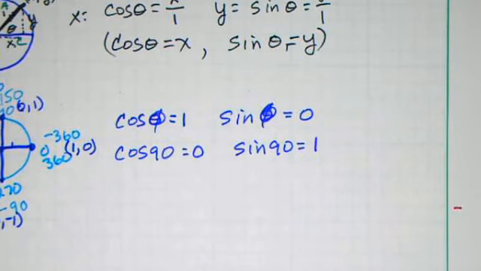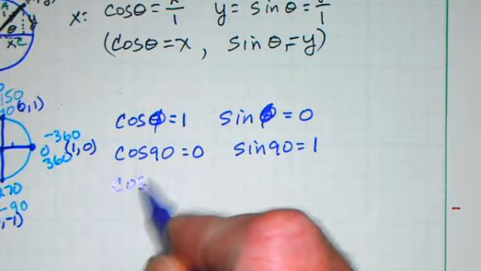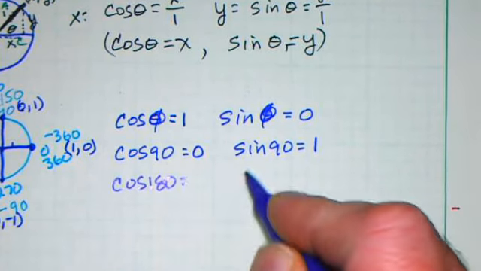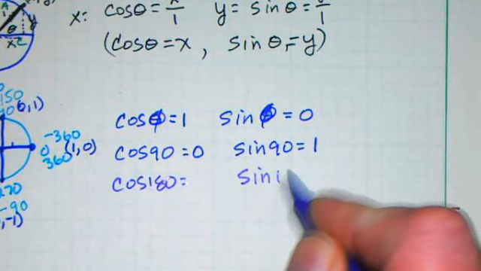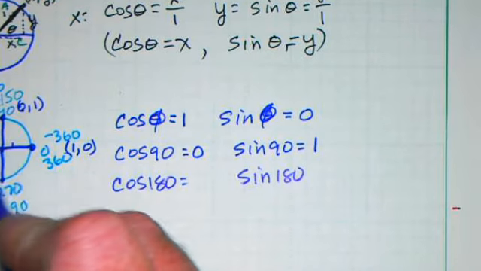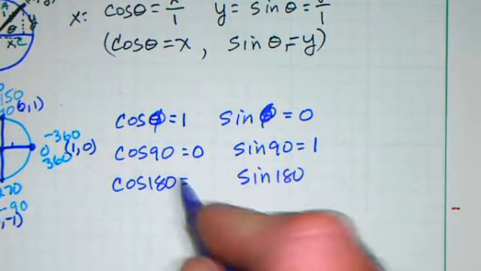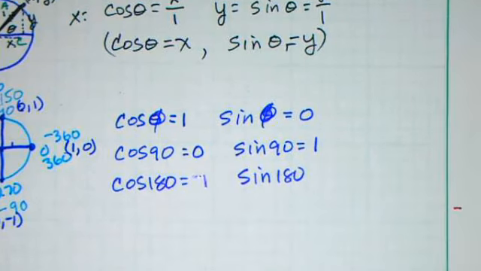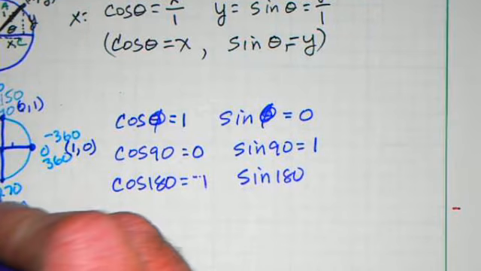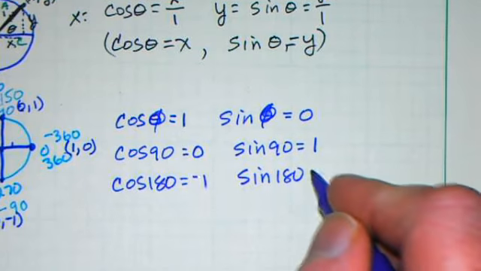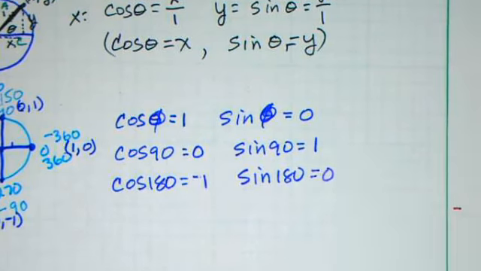For 180, cosine 180 and sine of 180, using this circle as a reference. Now 180 is back over here. The x coordinate is a negative 1, so cosine 180 is a negative 1. The y coordinate is a 0 at 180, so the sine of 180 is a 0.